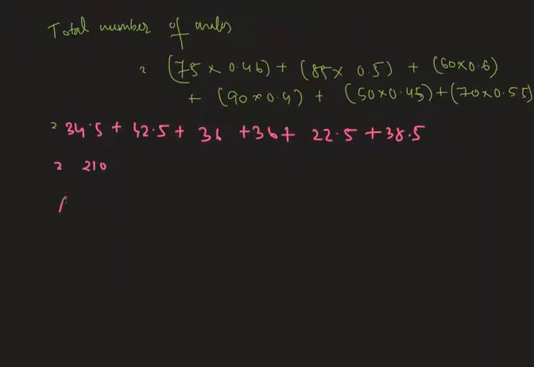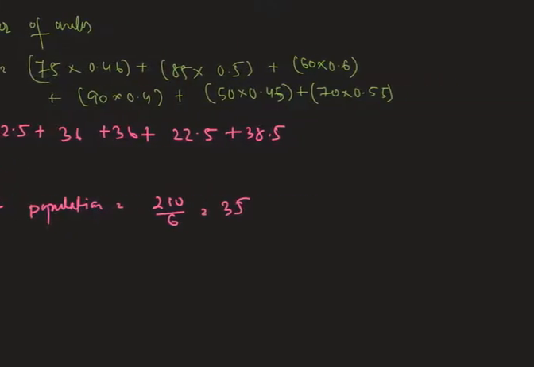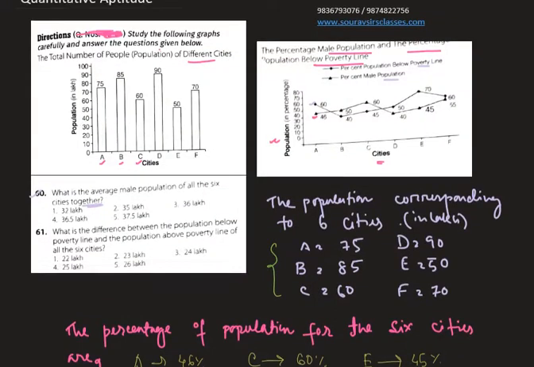Therefore, the average male population in all these 6 cities is equal to 210 divided by 6, which results in 35. That means the average male population is 35 lakh. Therefore, option 2 is the correct answer. Now let's see the next question.